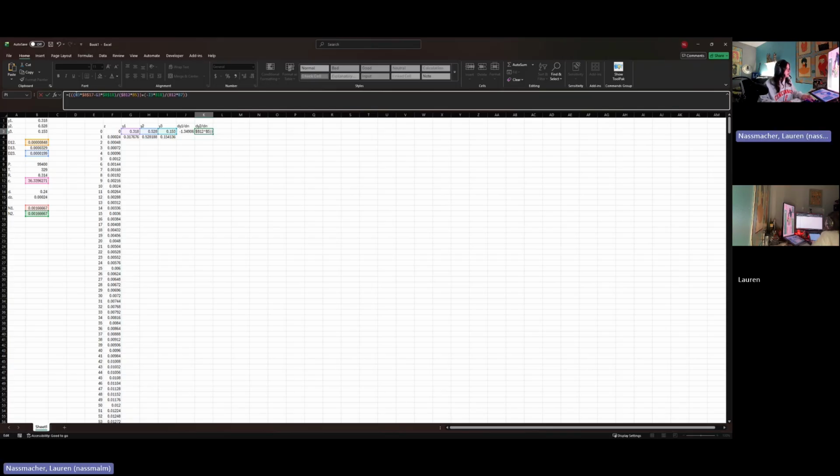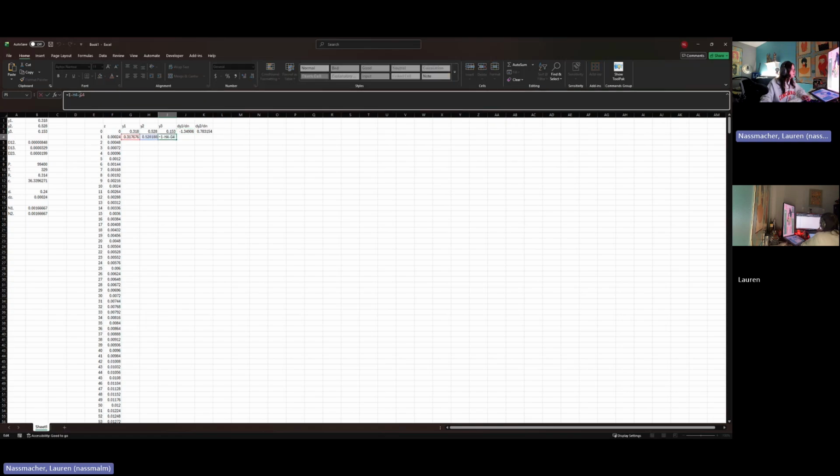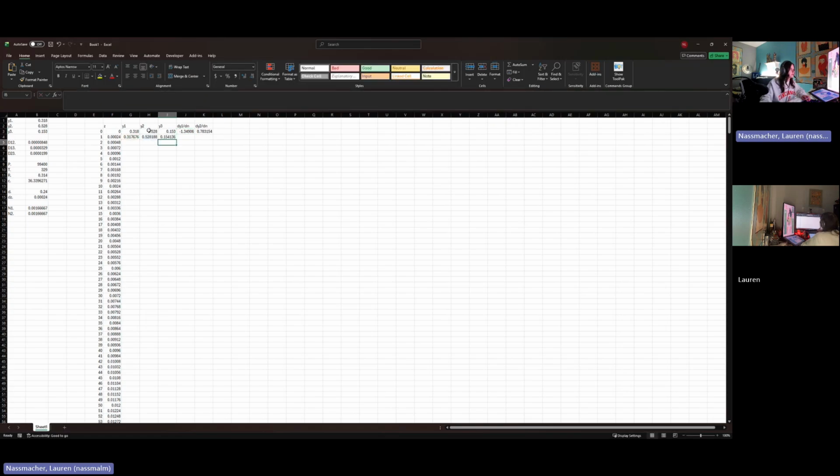Our concentration and our diffusion coefficient are always going to remain the same. The only thing that's changing is the molar fraction, if you notice. It should also stay the same. Perfect, and I'm going to do the same for these, so those can all change, that's fine.